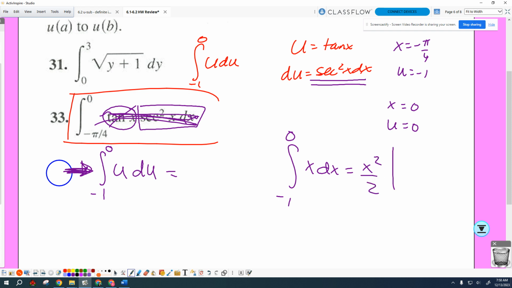Okay. And then evaluate it from 0 to -1. So plug in the 0 first: 0 squared over 2 minus -1 squared over 2. That comes out to -1/2. That is exactly the problem we have here, except they didn't call it x, they called it u.